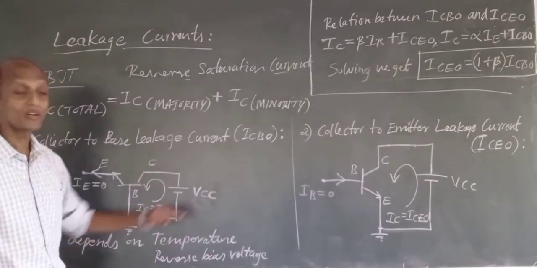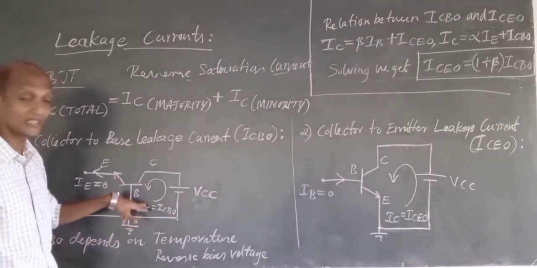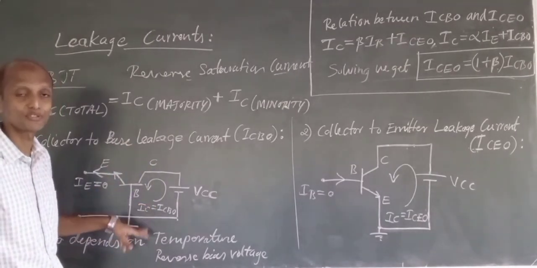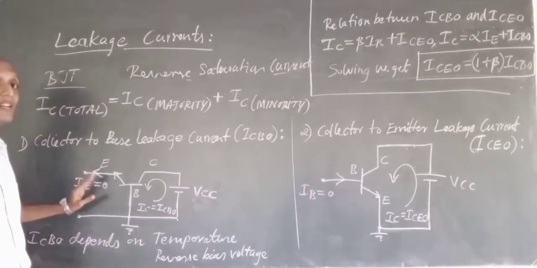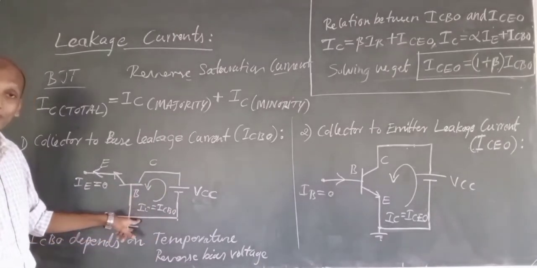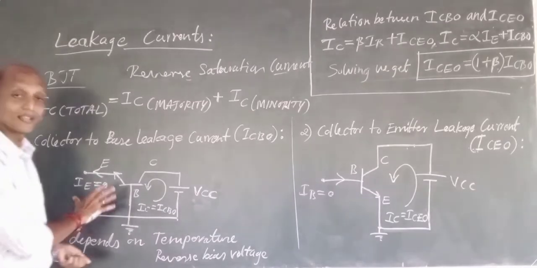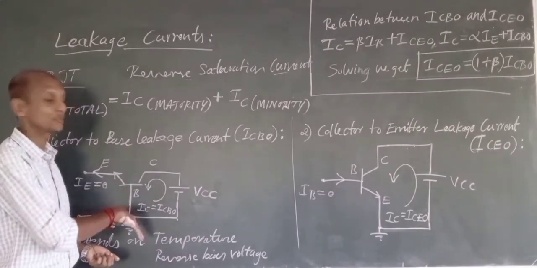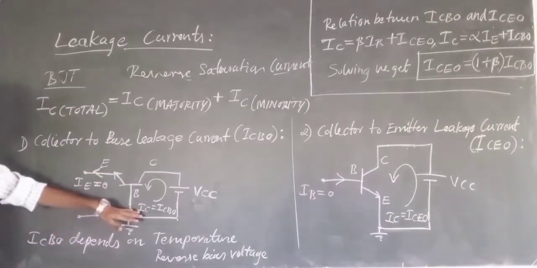Your ICBO, or collector to base leakage current. This current is not because of the majority charge carriers, but it should be flowing. When we have the emitter terminal open, there exists a small current because of minority charge carriers. That is what is called ICBO. It is the collector current which flows through the circuit when the emitter terminal is open.